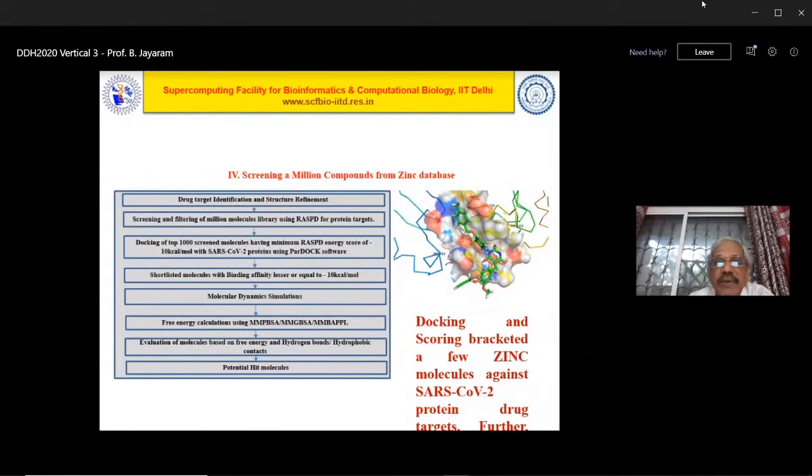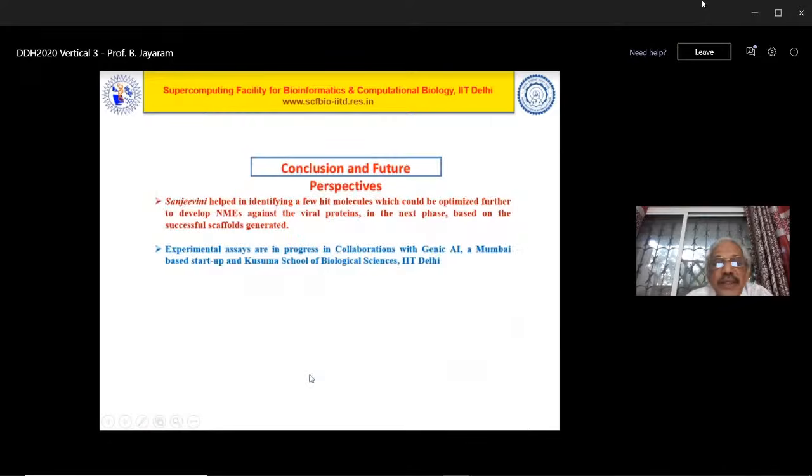The 4th stream, of course, is the so-called ZINC database, which has millions of compounds. So this is where you will use this rapid screening methodology followed by a detailed atomic level docking, scoring, and MD simulations and so on. So we have some hit molecules. So where are all these molecules going? Well, these molecules are now waiting for further testing.